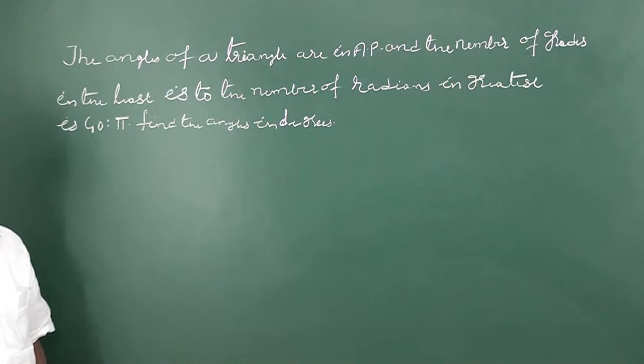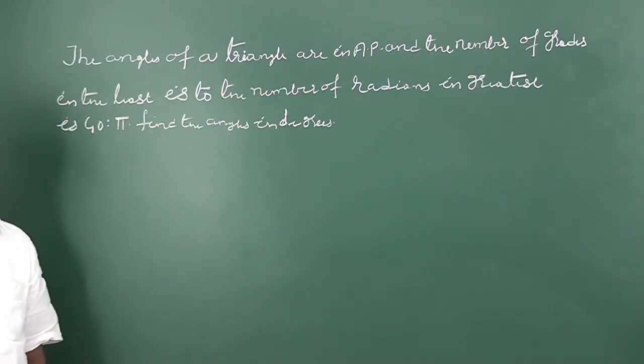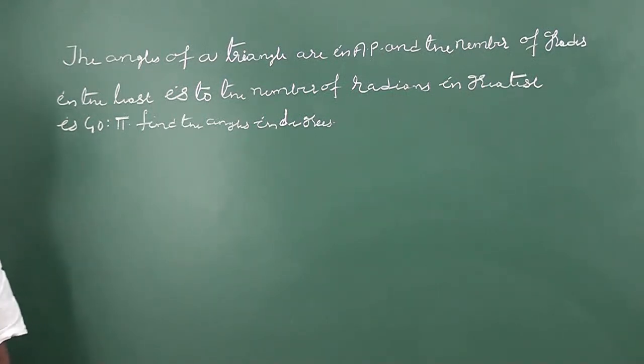So the angles of a triangle are in AP, and the number of grades in the least is to the number of radians in the greatest as 40:pi. Find the angles in degrees.